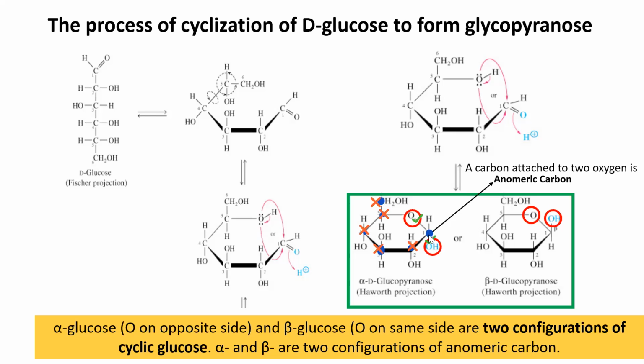And it can exist in 2 forms. Either this H is on the top and OH is on the bottom, or flip it. OH is on the top and H is on the bottom. So that means it is still attached to 2 different oxygens. So this form in which they are opposite to each other, it's called alpha. They're kind of against each other. In the beta form, they are on the same side.